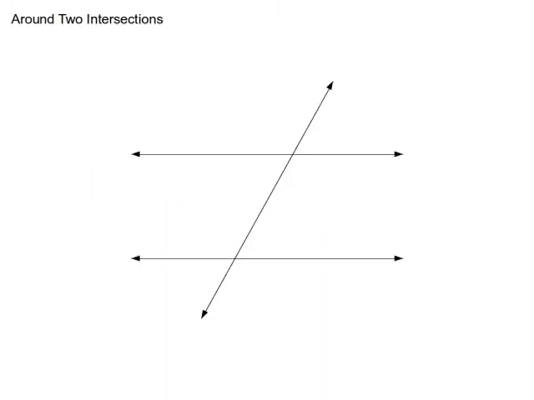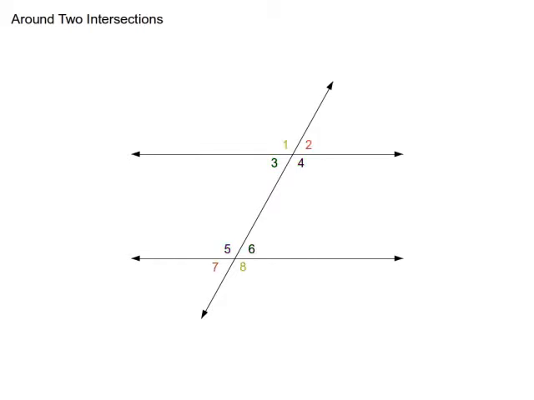It gets even weirder when we look at both intersections together. Where the transversal crosses both lines, a number of relationships are created. Two angles that occupy the same space in their respective intersections are called corresponding angles. Corresponding angles are always congruent. A pair of angles between the parallel lines but on opposite sides of the transversal are called alternate interior angles. These angles are always congruent.